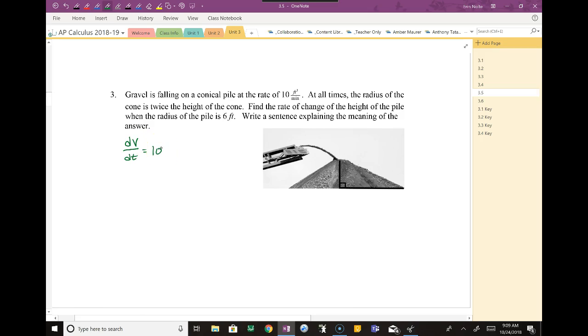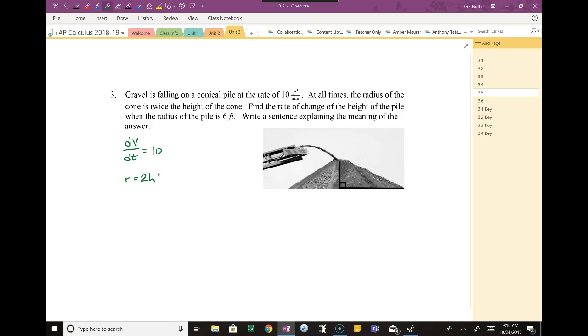At all times, the radius of the cone is twice the height of the cone. So how could I say that? The radius is twice the height, yes. That's a new one. Okay. So find the rate of change of the height of the pile when the radius of the pile is 6.